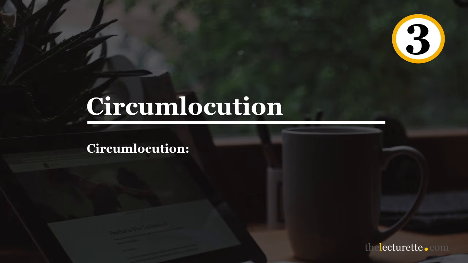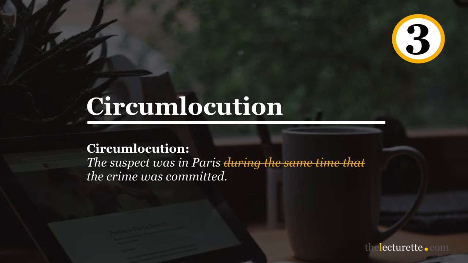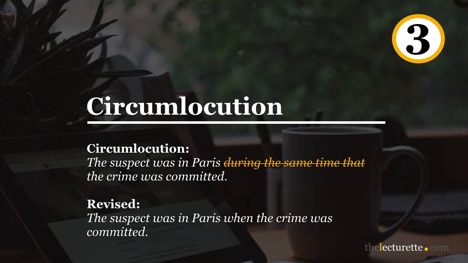Here's another example of using a roundabout way of saying something. The suspect was in Paris during the same time that the crime was committed. However, the writer could have said the same thing like this. The suspect was in Paris when the crime was committed.